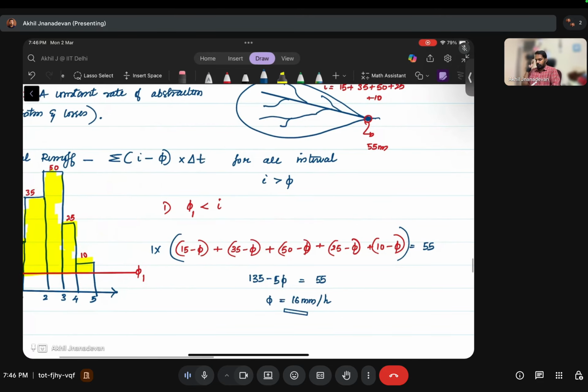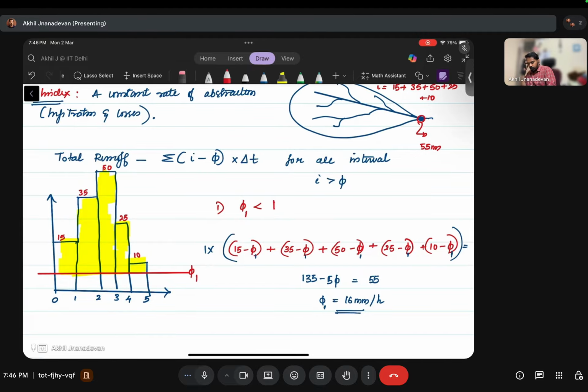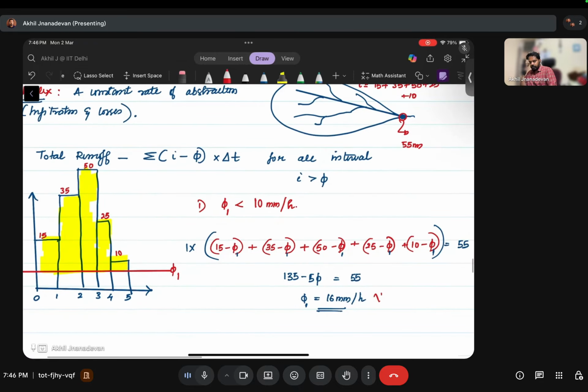We took phi 1 to be less than 10 mm per hour, that was the first assumption. But we are getting it as 16. So our assumption is wrong, right? It is not less than 10 mm per hour. So that was wrong. So in the second trial, we'll make another assumption.